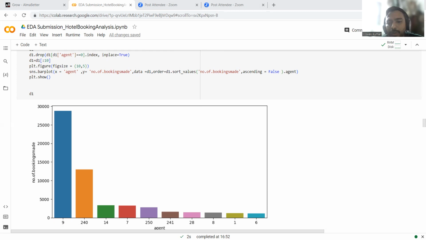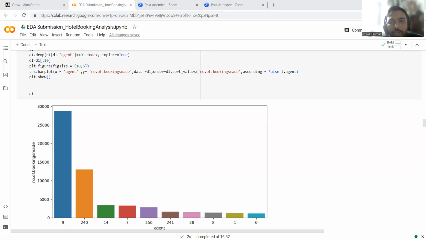From the data set we also obtained a visualization of bookings made by agent. This is also an important visualization. The hotel management is more reliant on agents. Agent number 9 has made the maximum number of bookings. So it's trustworthy, and this is also helpful for business improvement.